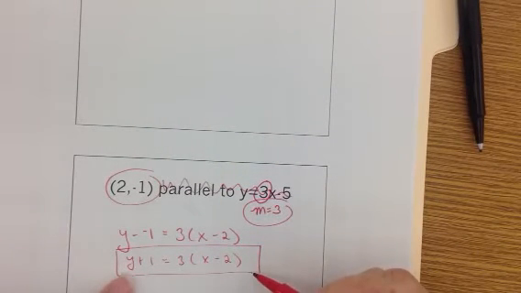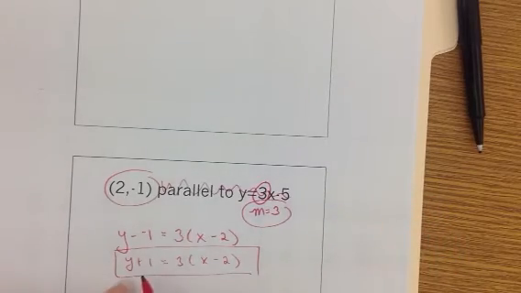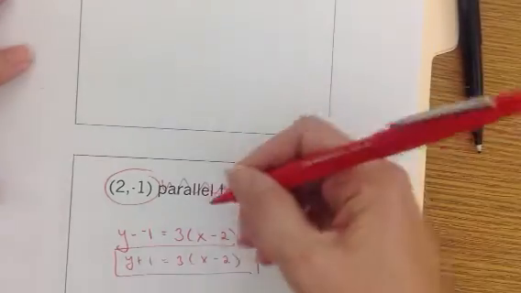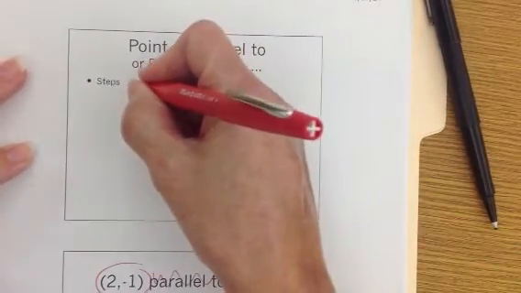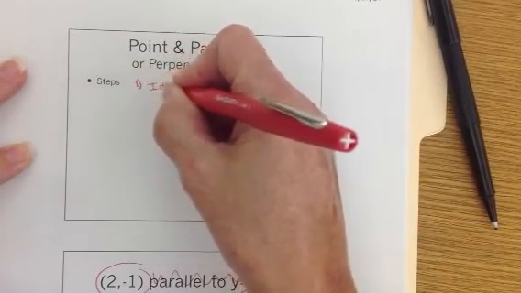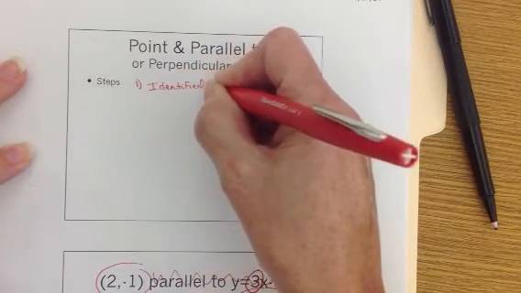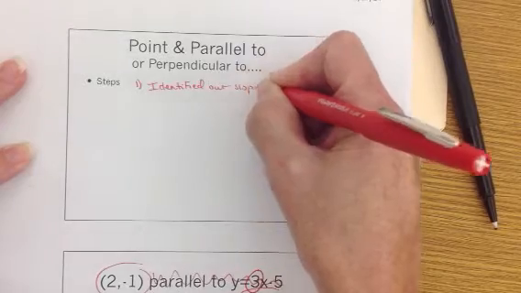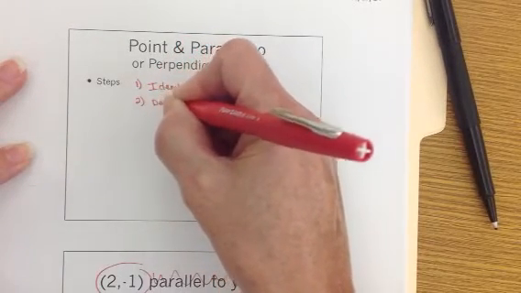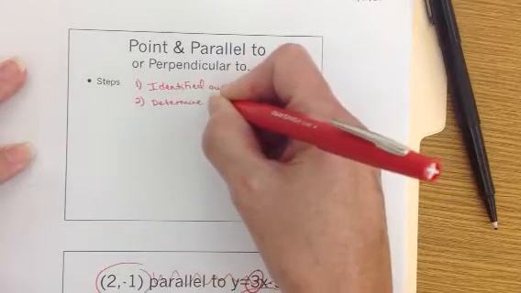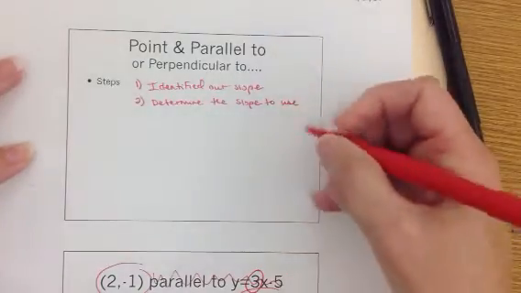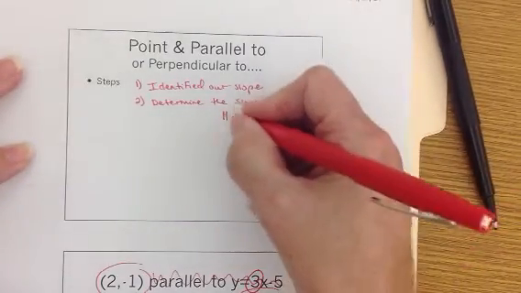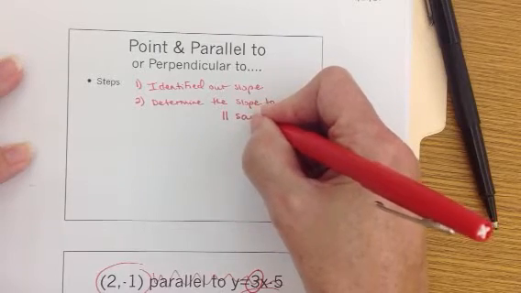This is one of the equations of the lines. Once I have it in any one of the 3 forms, unless my instructions say to put it in a different form, you can leave that alone. So let's talk about our steps, what we did. The first thing we did was identify our slope. Then we determine the slope to use. If I'm talking about parallel lines, then I'm going to use the same slope.